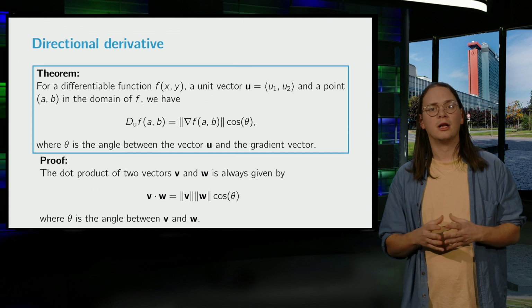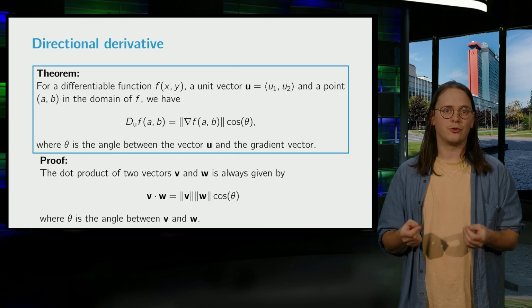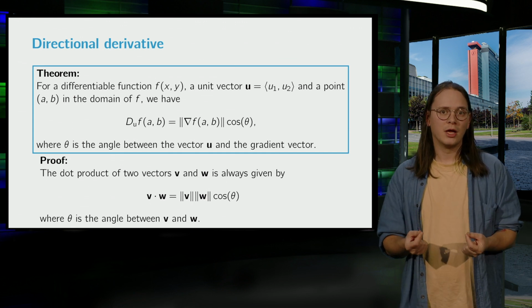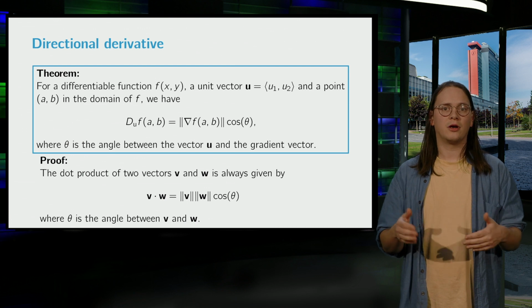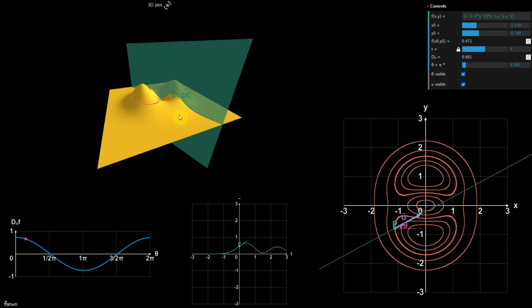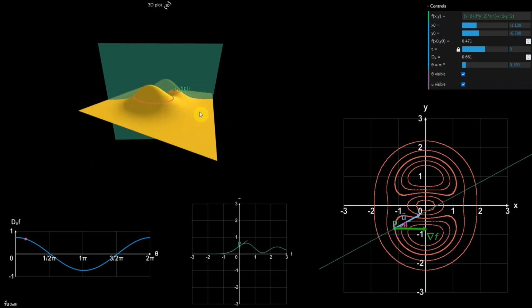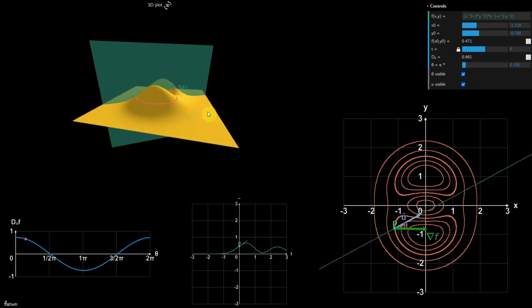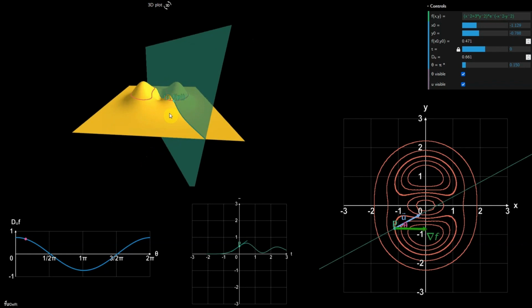In particular, it means that if we consider the directional derivative in a particular point, then we can view it as a function of the angle theta. Let me show what I mean using the applet you'll have access to during this lesson. Here you see the graph of the function x squared plus 3y squared times e to the power minus x squared minus y squared. Down here you see a contour plot with the point P indicated at which we consider the directional derivative.